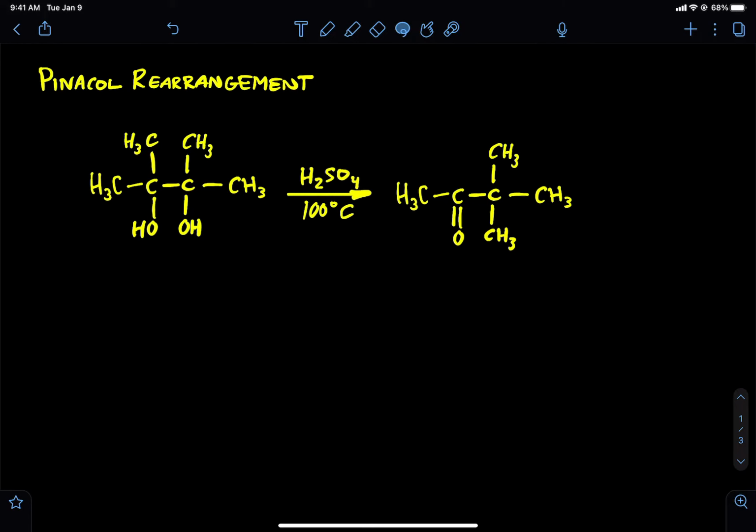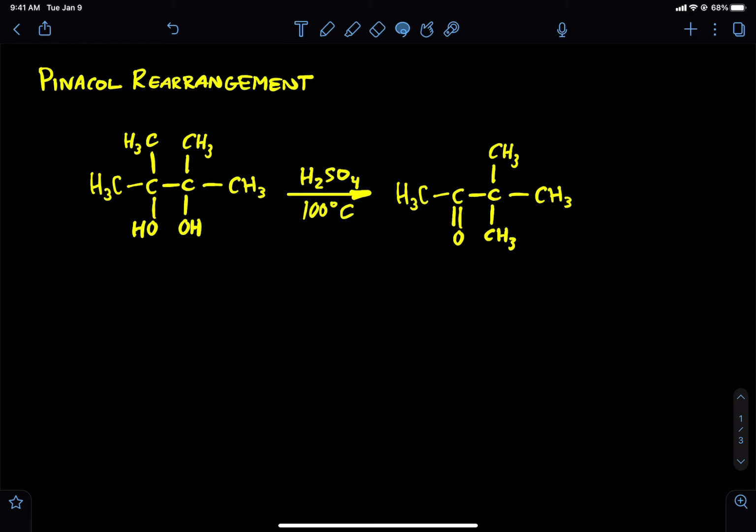I wanted to go over the Pinacol rearrangement, which is an interesting reaction that involves a rearrangement, as the name suggests. This is usually studied in the context of alcohol reactions because it involves a vicinal diol, also known as a glycol. Basically, a vicinal diol is where we have alcohols on neighboring carbons. You can think of the word vicinal as meaning vicinity. They are neighbors.